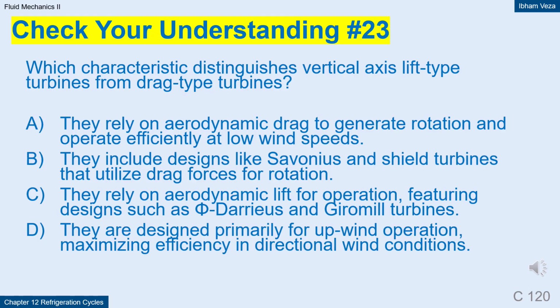This describes drag-type turbines, not lift-type turbines. Lift-type turbines rely on aerodynamic lift rather than drag for rotation. Option B. Savonius and Shield turbines are examples of drag-type turbines, which are not relevant to lift-type turbine operation. Option D. Directional operation, e.g., upwind, is a characteristic of horizontal axis turbines, not specifically of vertical axis lift-type turbines.